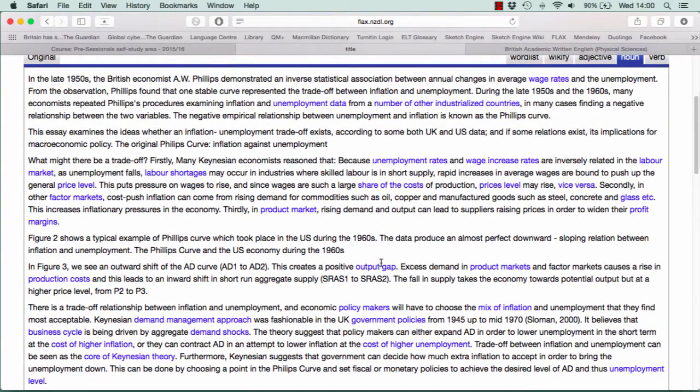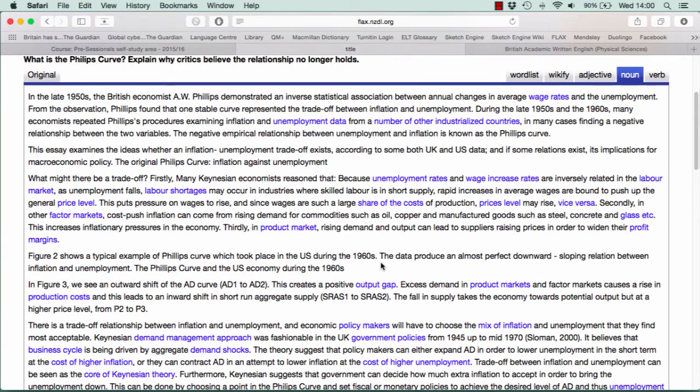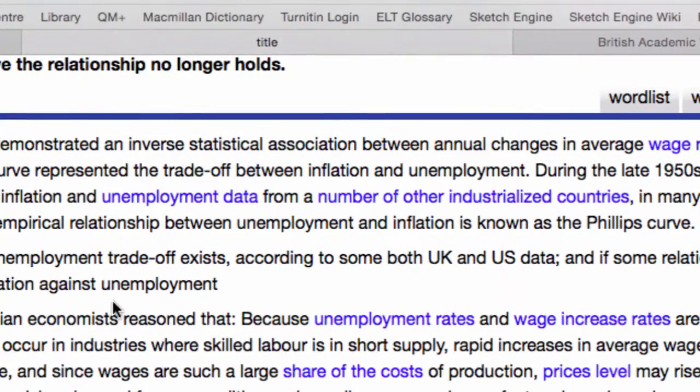showing us is a number of noun collocations: product, market, unemployment rates, wage increase rates. You need to be a little bit careful here because what's being highlighted are not complete noun phrases. If we have a look here, for example, unemployment data, an important collocation, number of other industrialized countries, the noun phrase here, of course, is in fact all of this.